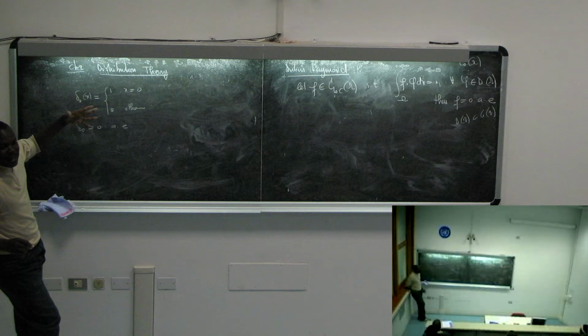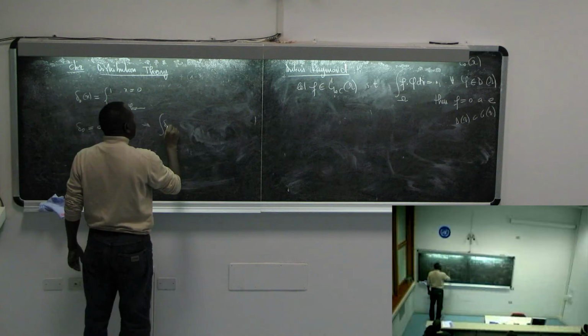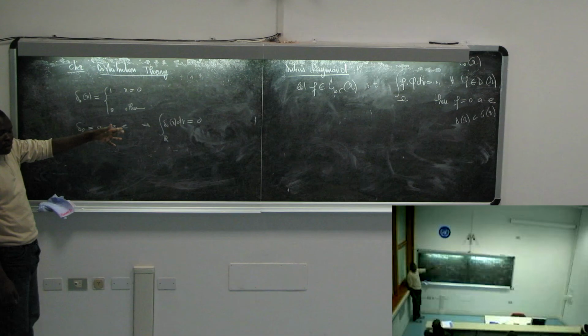Since this function is equal to 0 almost everywhere, this implies that the integral over R of delta naught of x dx is equal to what? 0. If you look at this as a function, the integral of this function is equal to 0. I integrate, it is a real number, and this is equal to 0.